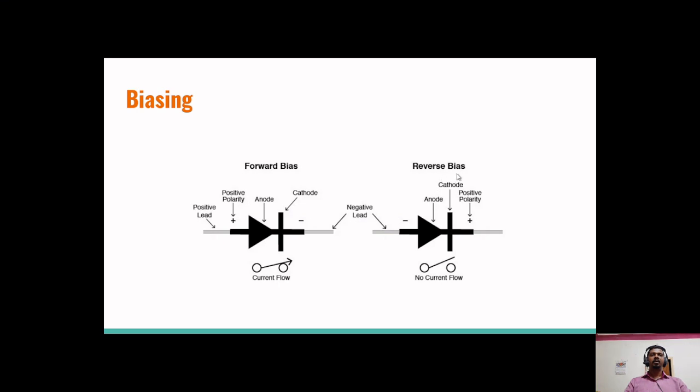However, in the reverse bias condition, the P-type is connected with the negative terminal and the N-type is connected with the positive terminal. So what do you observe here? There is no flow of current. So we mentioned that the diode acts as a switch. When it is in the forward bias condition, there is flow. That means it is on. And in the reverse bias condition, there is no flow. So it is the off state.